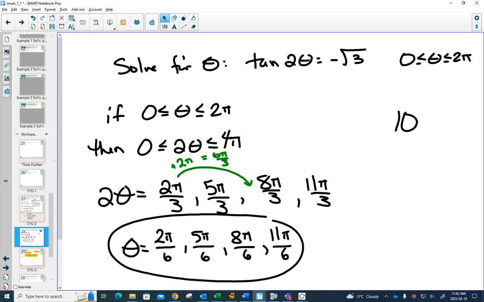So in your questions at the back, you can circle number 10.